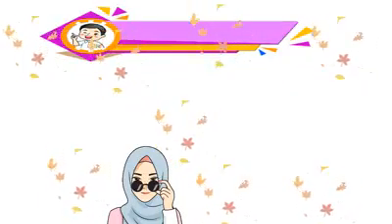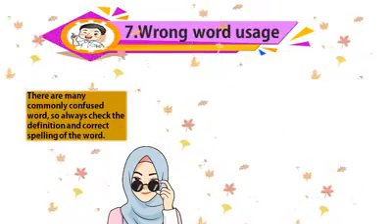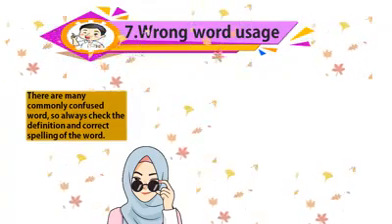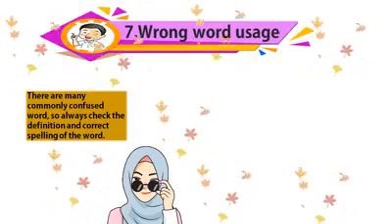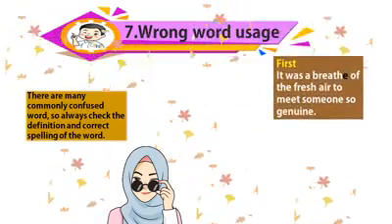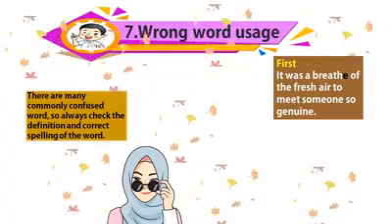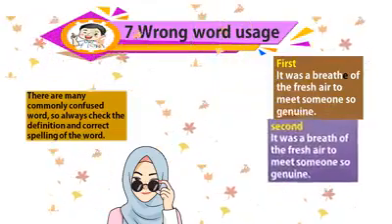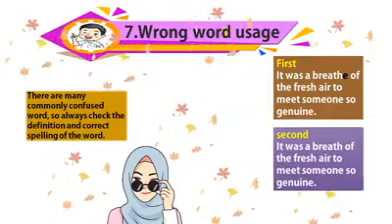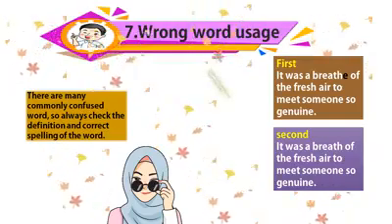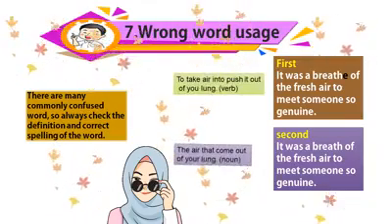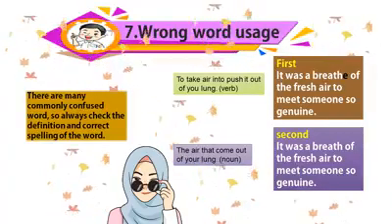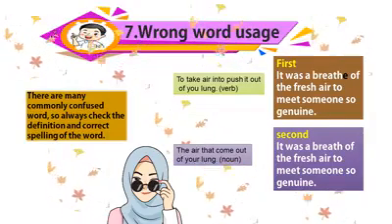Seven. Wrong word usage. There are many commonly confused words, so always check the definition and correct spelling of the word. Let's see the example of the word breath. First, it was a breath of the fresh air to meet someone so genuine. And second, it was a breath of the fresh air to meet someone so genuine. The first breath and the second breath are different in part of speech. The first breath is a verb and the second breath is a noun. So always check the definition.